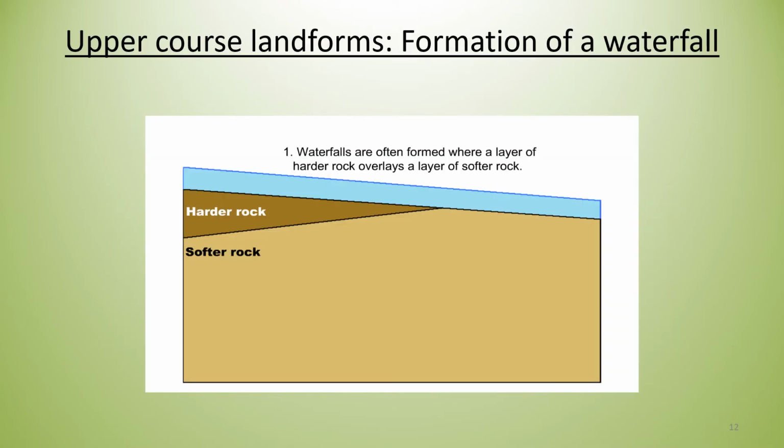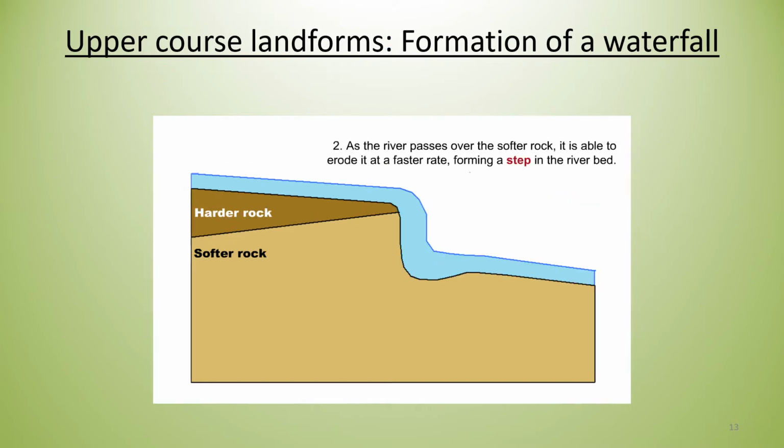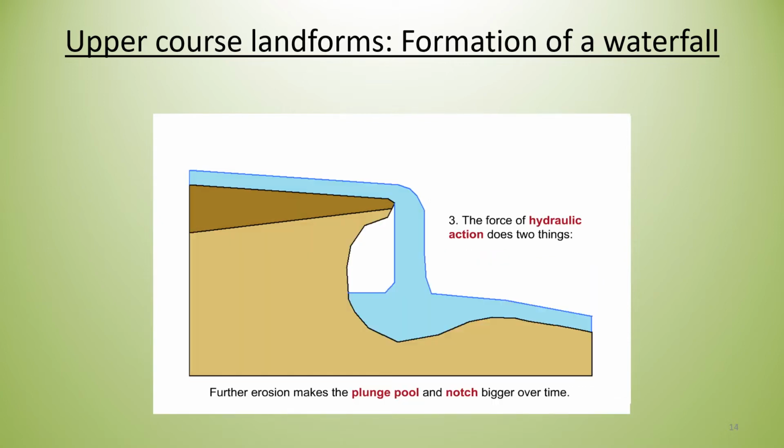Starting with formations of waterfalls then, so these are features of erosion in the upper course. We know that first water flows over the hard rock, then the soft rock, and that creates a step in the riverbed. As water starts to flow down here then, there might be a small crack, and further hydraulic action is going to force its way into that crack, widening it and deepening it to create a plunge pool.